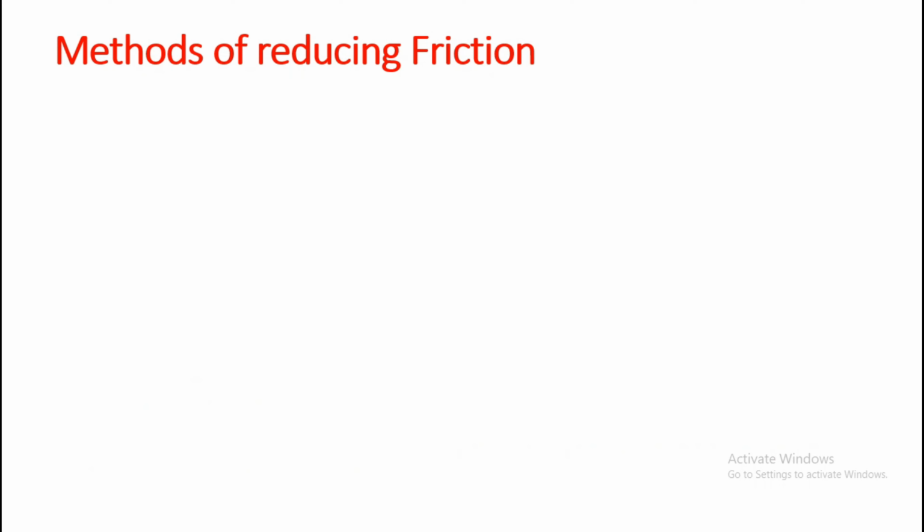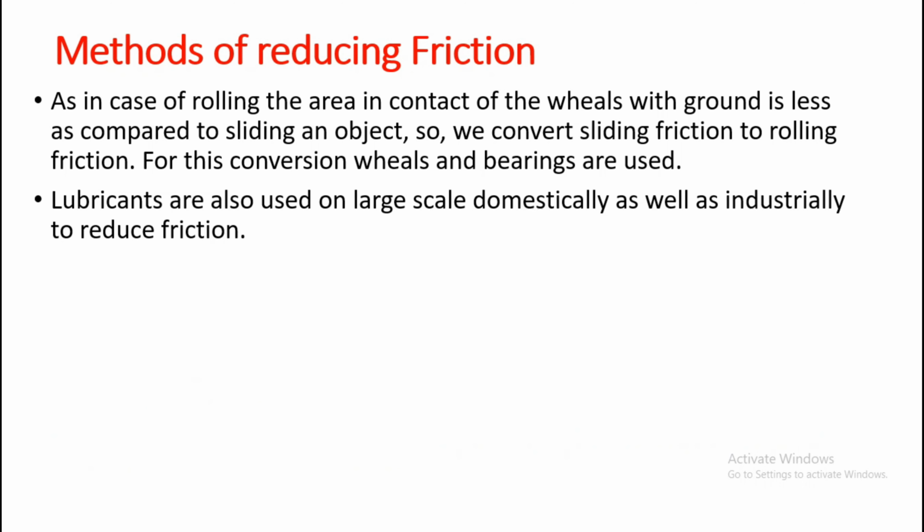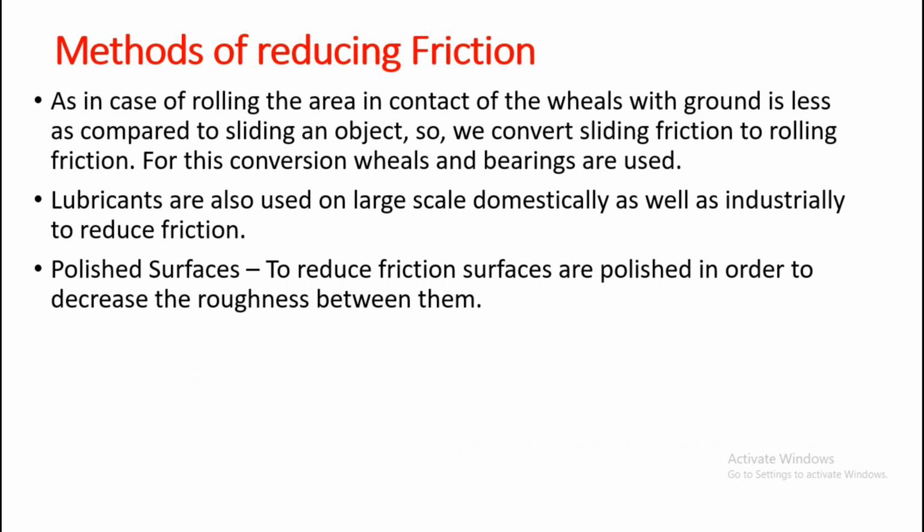As in case of rolling, the area in contact of the wheel with the ground is less as compared to sliding, so we convert sliding friction to rolling friction. For this conversion we use wheels and bearings. Lubricants are also used on a large scale domestically as well as industrially in order to reduce friction. Surfaces are polished in order to reduce friction. Creation of a thin air cushion between two surfaces also reduces friction.